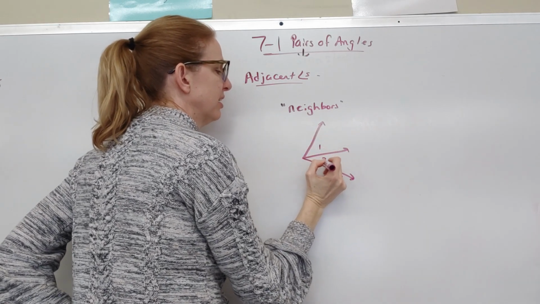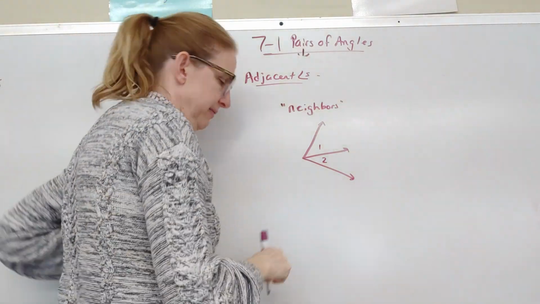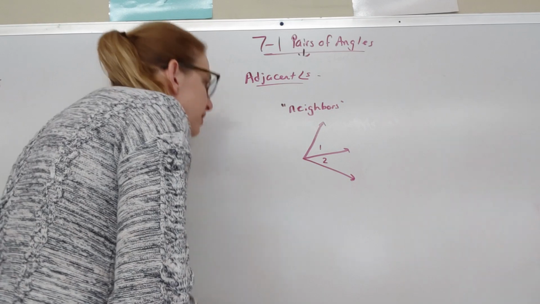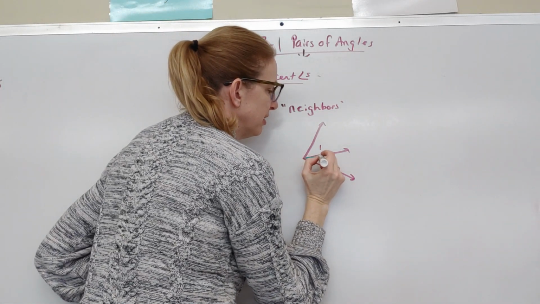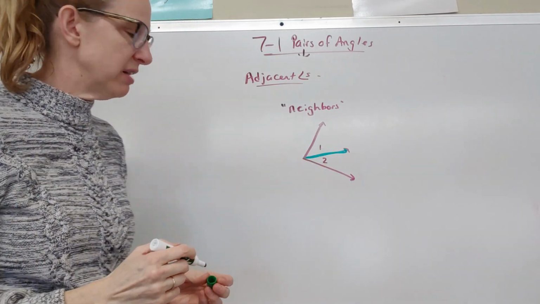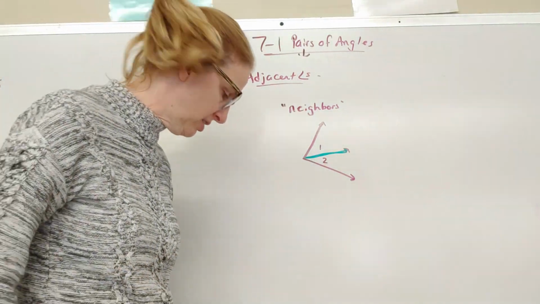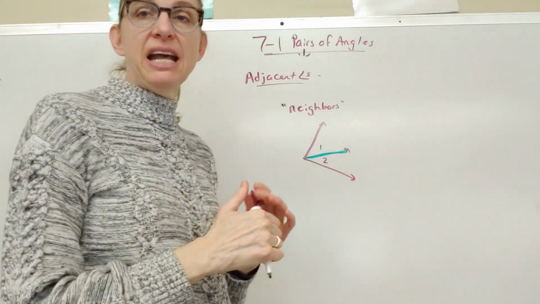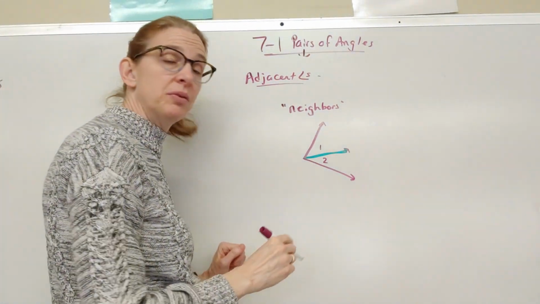Okay, so here's angle 1 and angle 2. I'm going to use a different color here for a minute. Here's the side they share. Okay, that side is part of both angle 1 and it's part of angle 2. They're touching, they're neighbors. All right. Do adjacent angles have to be congruent? They kind of look congruent here.